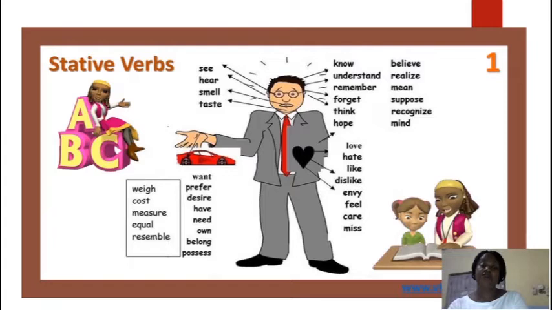Now, we also have some other ones. We have mental verbs. These include know, understand, remember, forget, think, hope. Now we have verbs of the emotion. These are where we have love, hate, like, dislike, envy, feel, care, miss. Then we have other static verbs, such as believe, realize, mean, suppose, recognize, mind, want, prefer, desire, have, need, own, belong, possess, weigh, cost, measure, equal, and resemble.